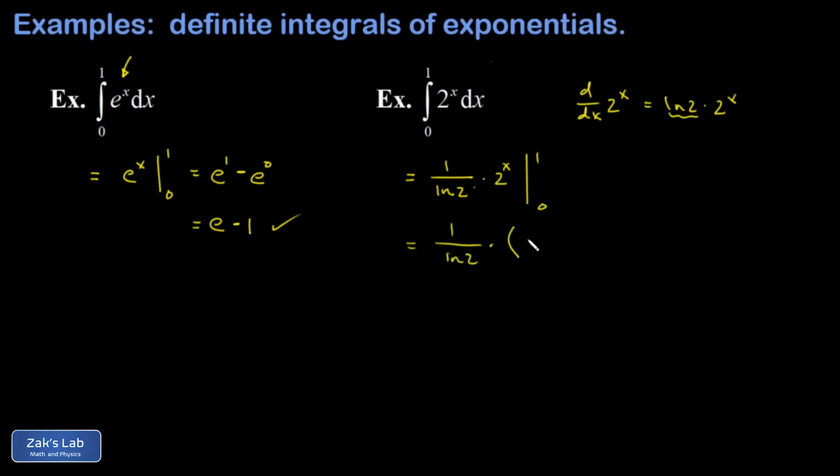And when I plug in the upper limit, I get 2 to the 1, which is 2. When I plug in the lower limit, I get 2 to the 0, which is 1. 2 minus 1 is just 1. And I get a final answer of 1 over natural log 2. And we're done with that one.